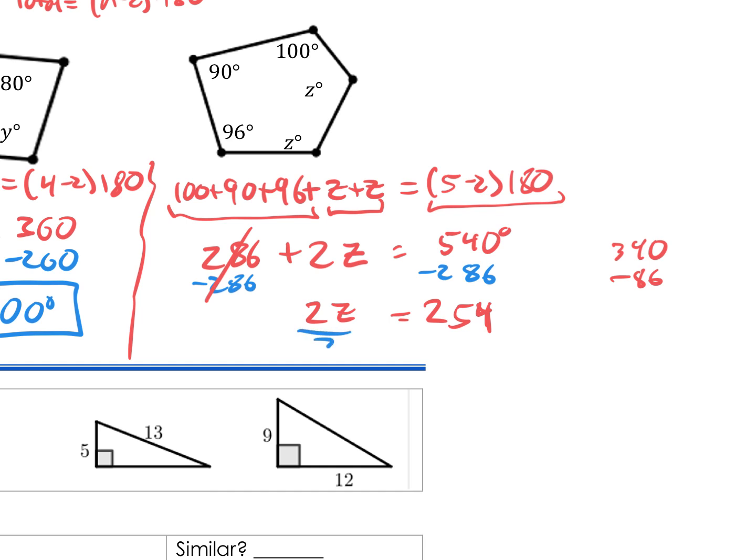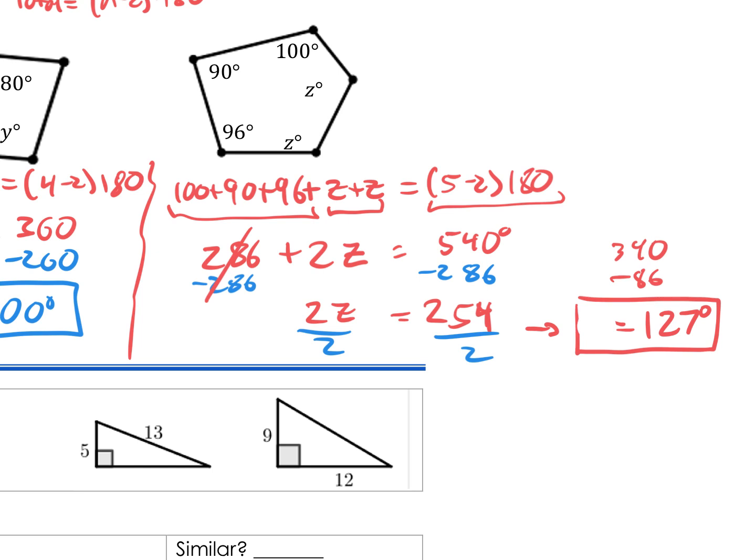Good deal. Divide by 2, divide by 2. And we have our answer. Our answer, z equals half of 254. Half of 200 is 100. Half of 54 is 27. There you have it. Actually, it's not an x, it's a z. We should keep the right variable here.